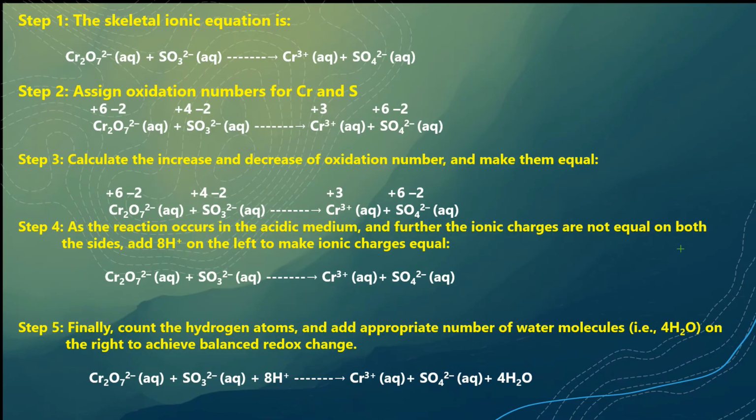Now stepwise we'll move. The skeletal ionic equation we have already written in the previous slide. This is the first step. And then assign oxidation numbers for Cr and S. For that, you have to write the oxidation number of every atom, every element involved in the substances which are there. So for oxygen, I'll write -2, and for Cr, I'll do the calculation. So let me tell you here, how will you calculate this?